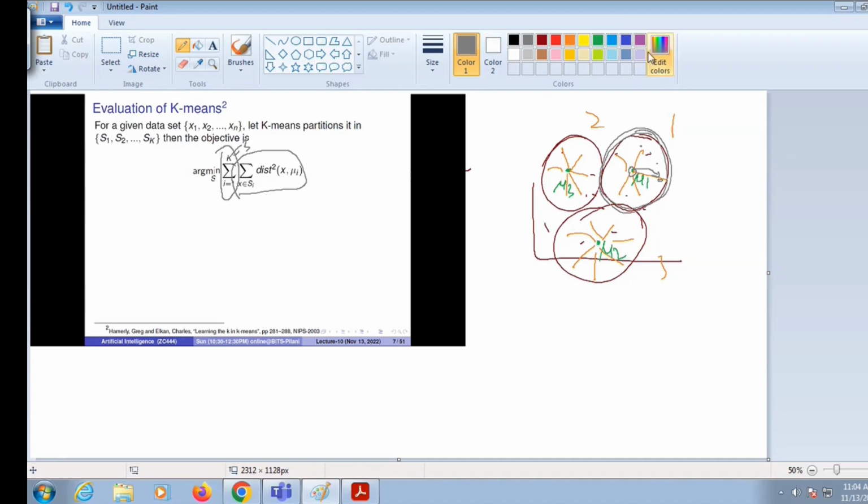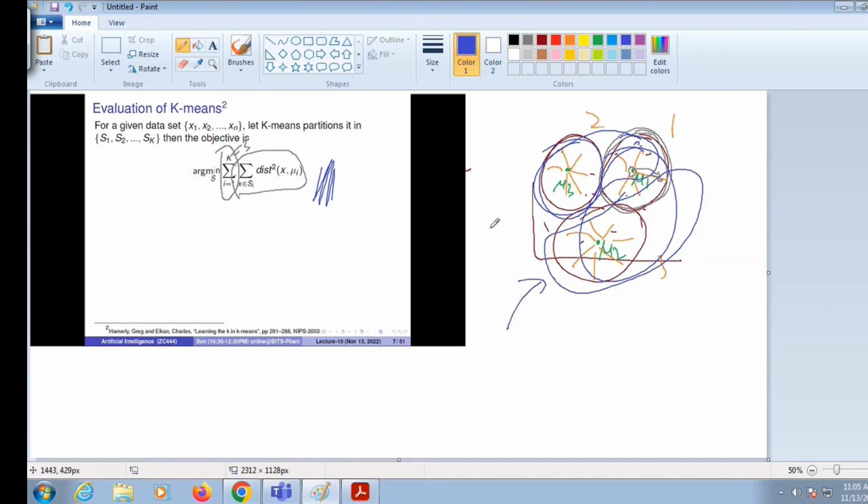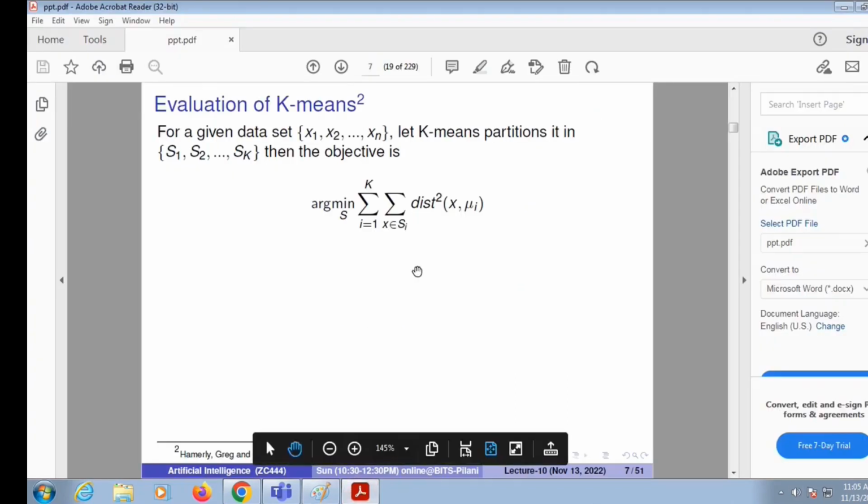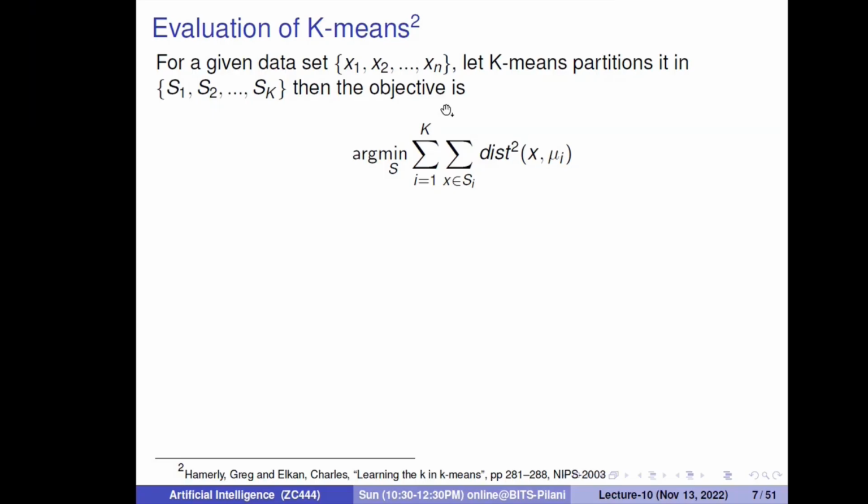If somebody gives me another clustering, for example this cluster, this and this, only two clusters, or somebody gives me this cluster, then for all the possible kinds of clustering I am going to find out this particular quantity. The division which gives me the smallest value is the good one, because I want to minimize this quantity. Why? Because the better clustering would be minimizing this quantity. Yes or no?